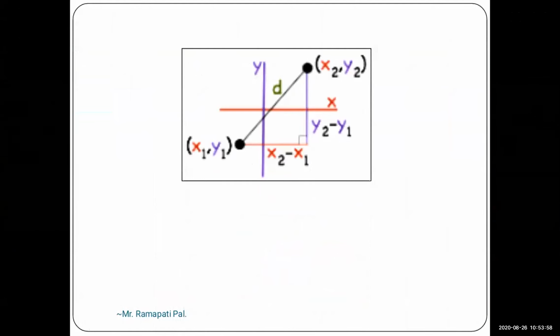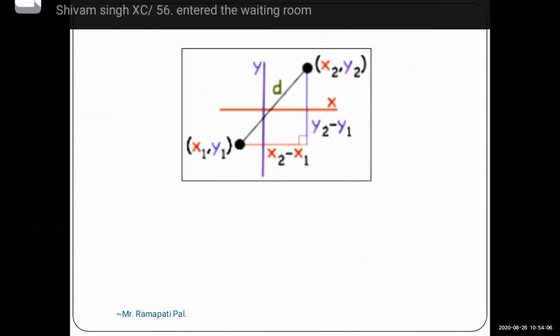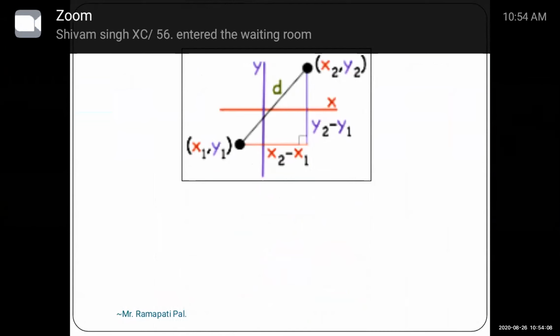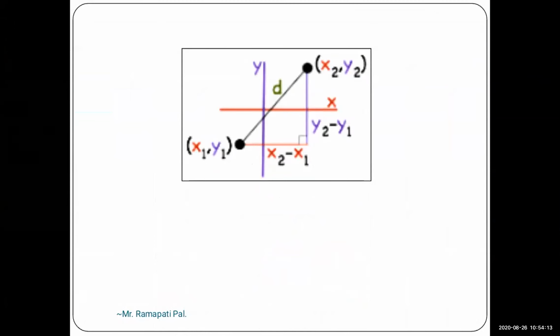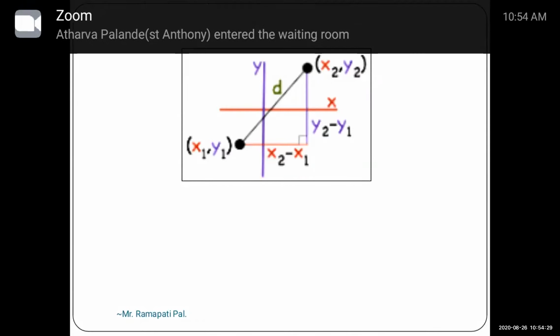Can you see my slide now? Yes. Okay, so what you can see here? X-axis is there, Y-axis is there, correct? And a triangle is there. Yes, a right triangle is there. So here 2 points are given.